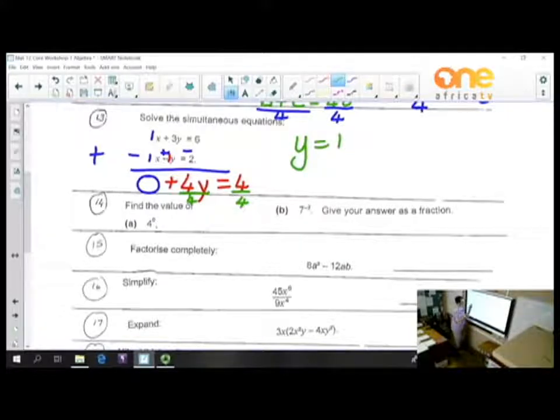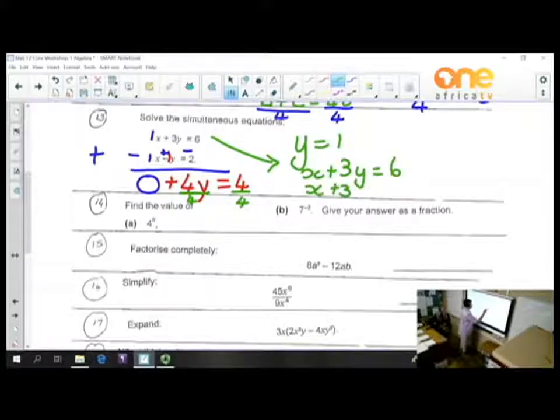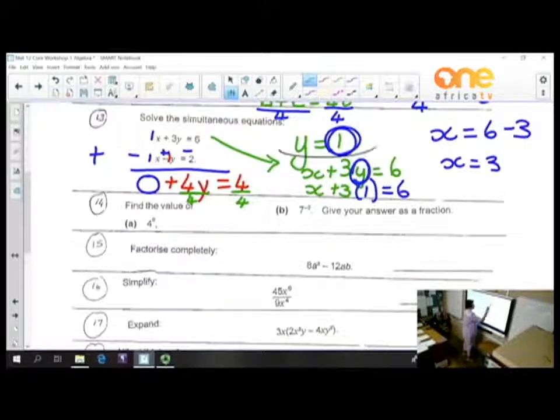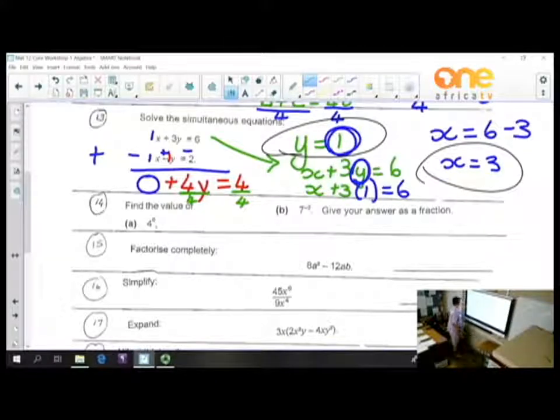And now I go back to any of the two and substitute. The second part is to substitute. So let's say we use this one. X plus 3Y is equal to 6. So X plus 3, and now I substitute this value of 1 in that place. There's the 1, is equal to 6. So X is equal to 6. I'm going to take over, multiply there, and take it over, and X is then equal to 3. So here is your two solutions. Y is equal to 1, and X is equal to 3.